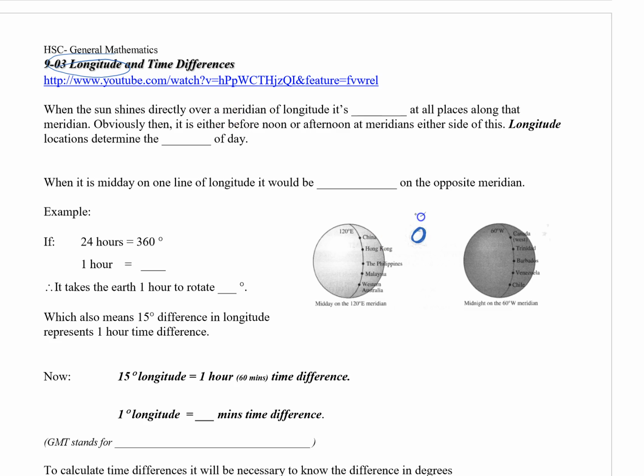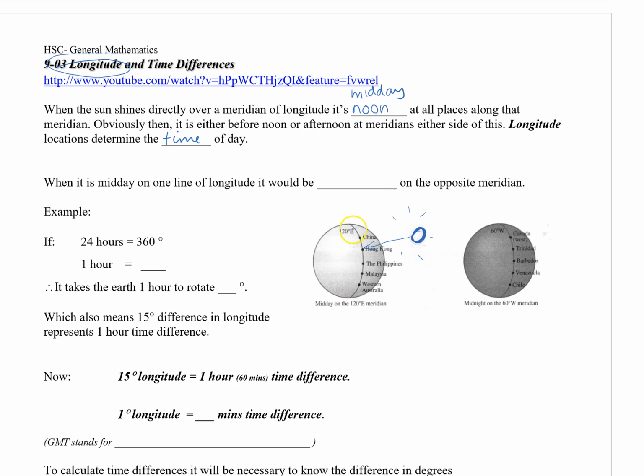And the way I've tried to explain that is by thinking about the sun shining directly. We've got the sun, and it's shining directly over this line of longitude. It means that it would be noon in this place. If the sun is directly overhead, it's 12 noon. So when the sun shines directly over the meridian of longitude, whatever meridian it is, it's midday or noon. All the way along that northern hemisphere, equator, southern hemisphere, it's still midday.